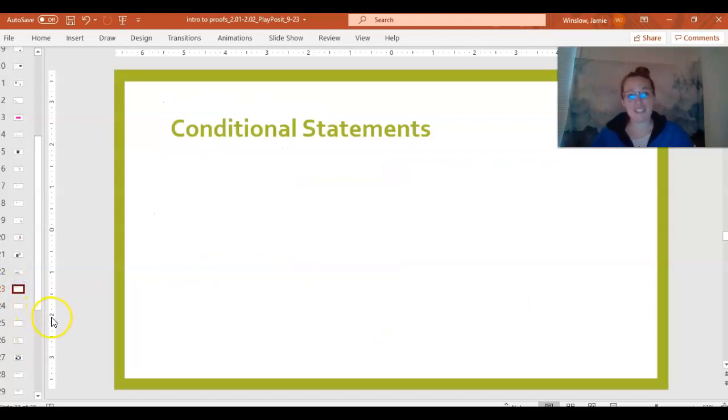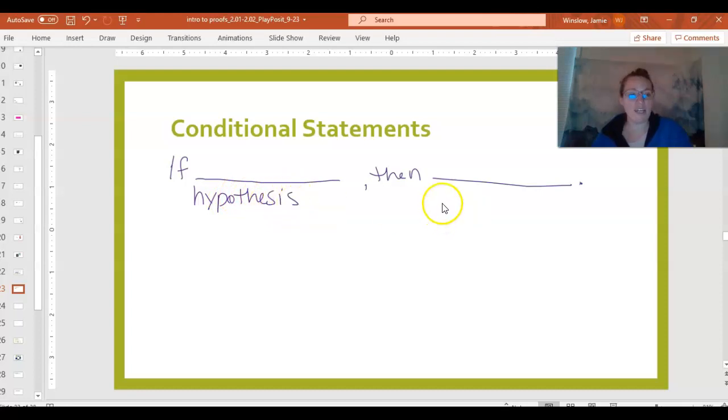So this leads us to conditional statements. Conditional statements should hopefully feel really familiar because you guys have done these in science since forever. My daughter's in first grade and she's doing them. Conditional statements have a hypothesis and a conclusion. So if something, then something. So this is always our hypothesis, the if part, and the then part is the conclusion. We do this all the time in science.